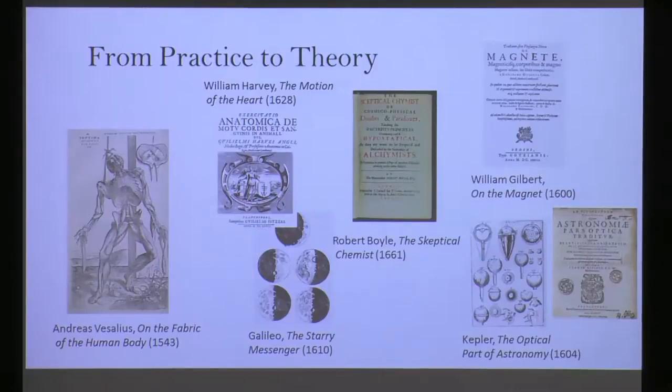So some of the things that were going on at the time: Vesalius on the fabric of the human body. What was so remarkable about this work? I wish I had a copy of this. My son would love it. He loves monsters and scary things and Halloween. And Vesalius's book is full of these anatomical descriptions. This is one of the very first, and it was quite a taboo thing to dissect dead bodies.